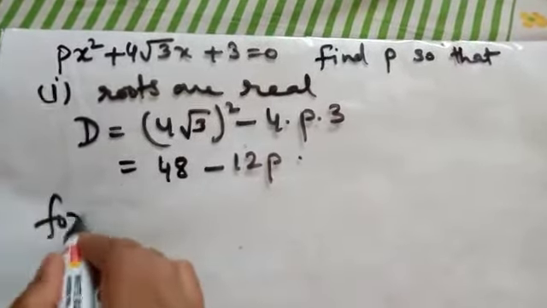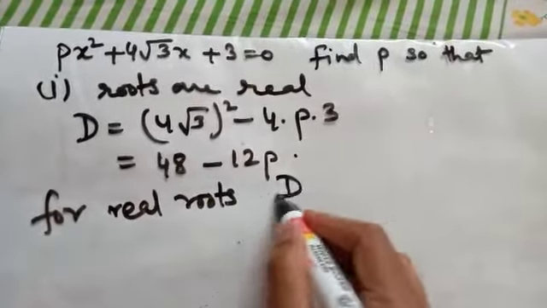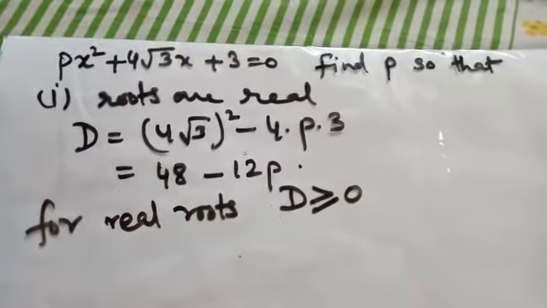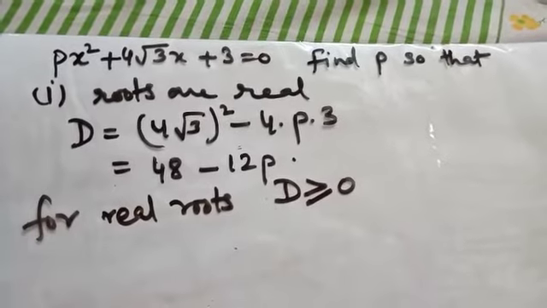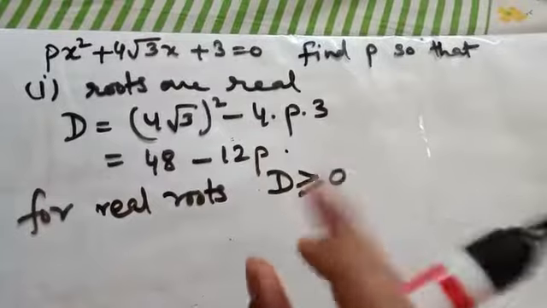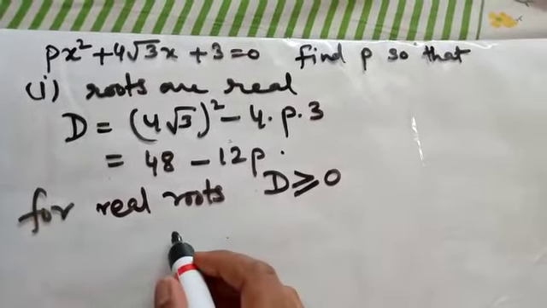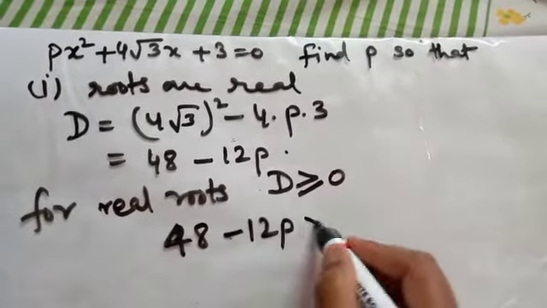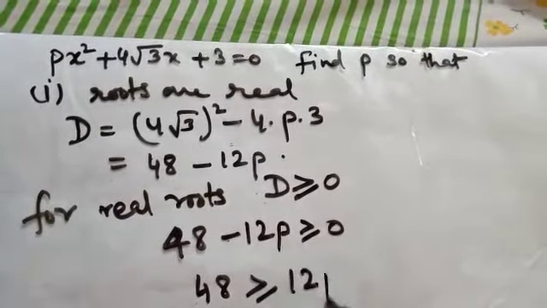Now for real roots, what is the condition for real roots? Either d is greater than 0 or equal to 0, because they are just saying real. If they would have told you that the roots are real but unequal, then I would have taken d greater than 0. But now since they are saying roots are real, therefore d is greater than or equal to 0. So we'll write 48 minus 12p is greater than or equal to 0. So 48 is greater than or equal to 12p.